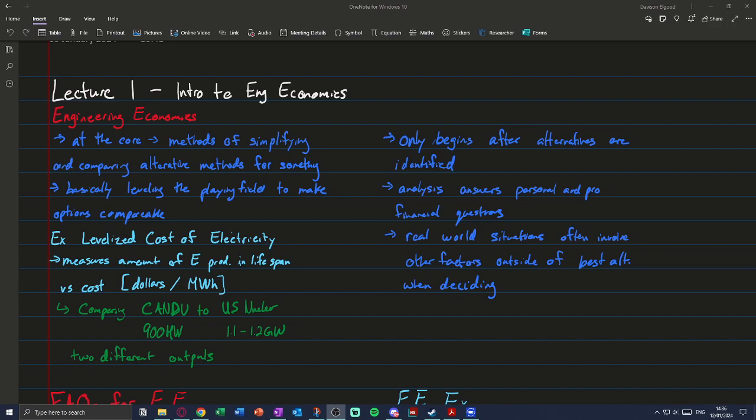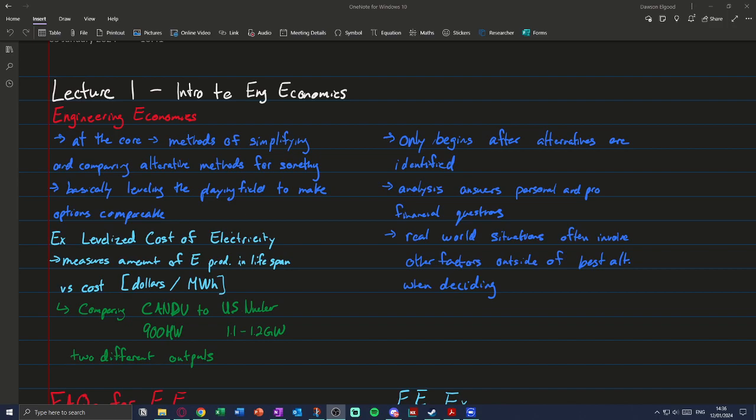What you're doing is leveling the playing field for all these numbers, which can seem obscure and not really comparable. It's putting them all on a level playing field so that you can actually compare them. One example of this is the levelized cost of electricity. You measure the energy produced in a lifespan and compare that to the cost, so it's expressed in dollars per megawatt hour.